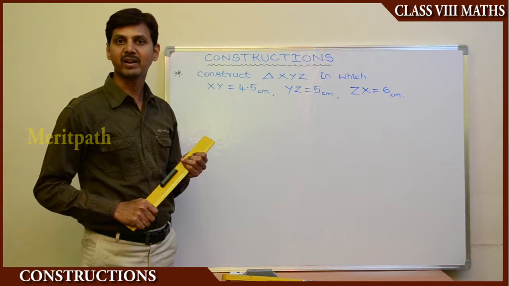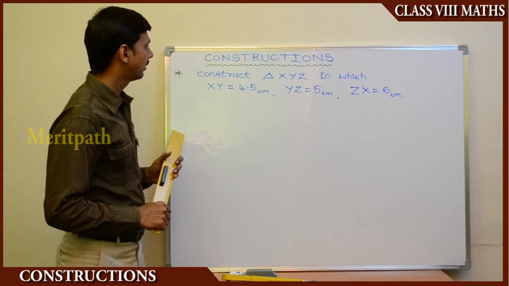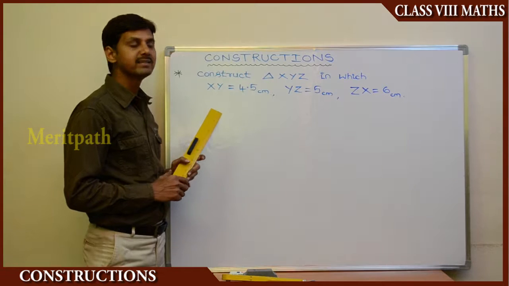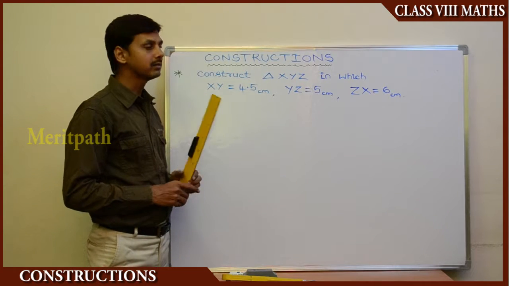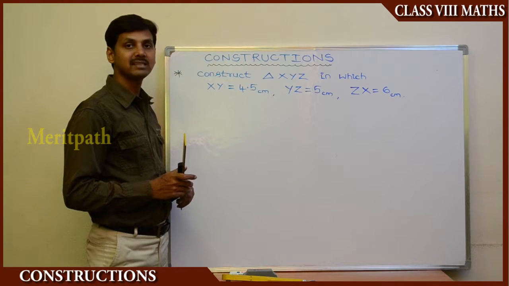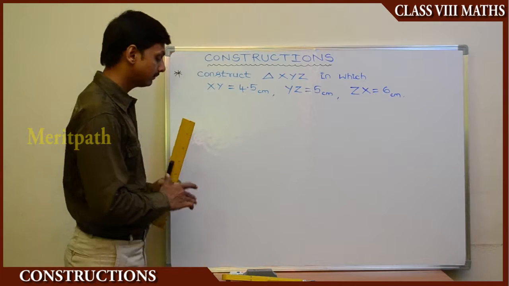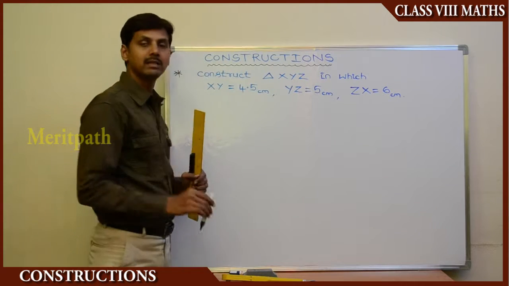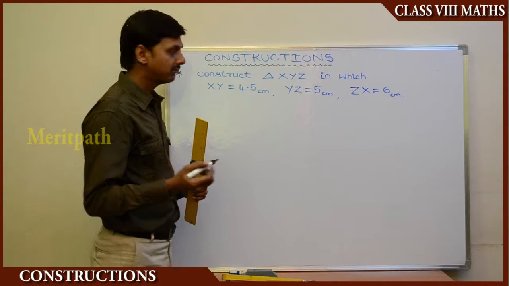Construct a triangle XYZ with the given three sides. Here XY is 4.5 centimeters, YZ is 5 centimeters, and XZ or ZX is 6 centimeters. To draw this triangle XYZ, let's see how we draw this diagram using the rough picture.